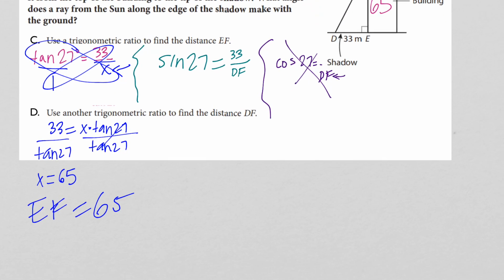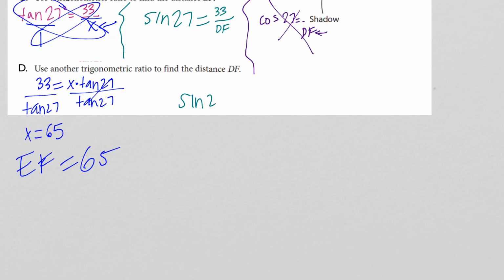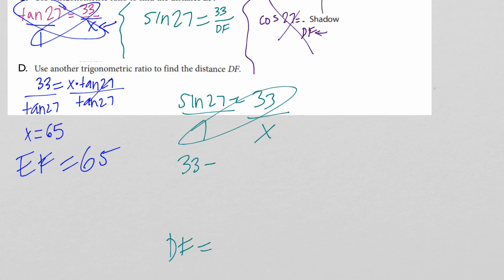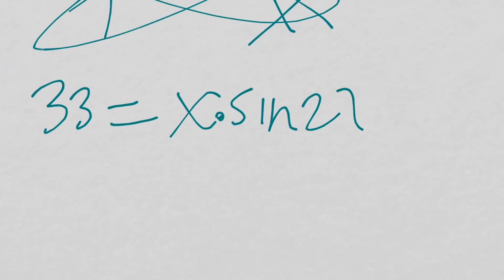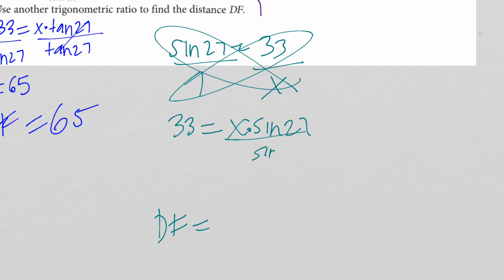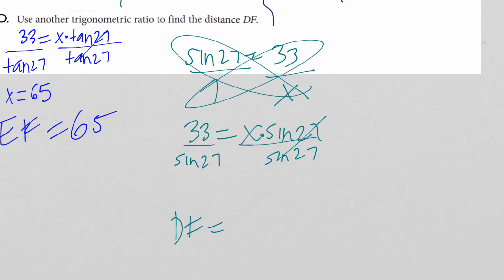So sine 27, I'm going to write it down here. I'm going to write an X here instead of DF, but I know my answer is going to be DF, not X. Okay, write sine 27 over 1. Cross multiply. 1 times 33 is 33. And X times sine of 27 is X sine of 27. The opposite of multiplying by sine 27 is to divide by sine 27, since I'm finding a length. And if you take 33 and you divide it by sine 27, you'll get 73 meters.